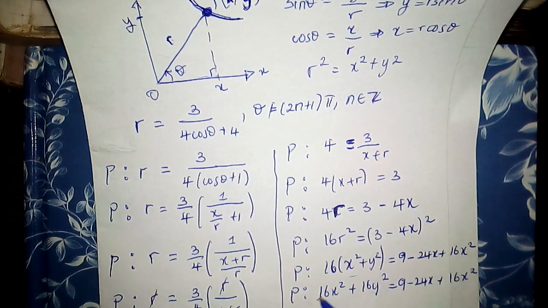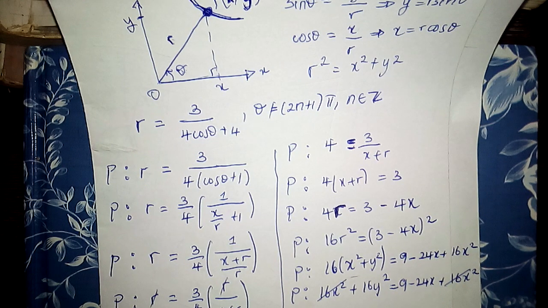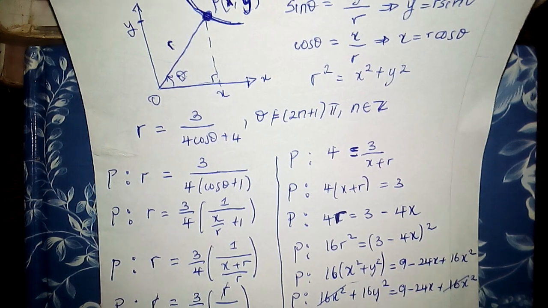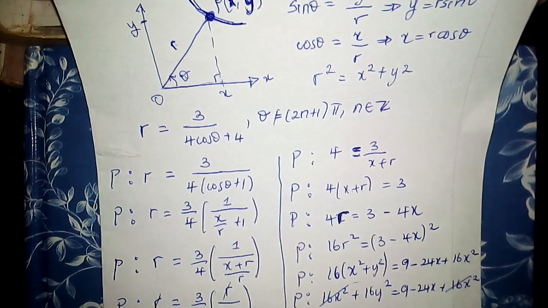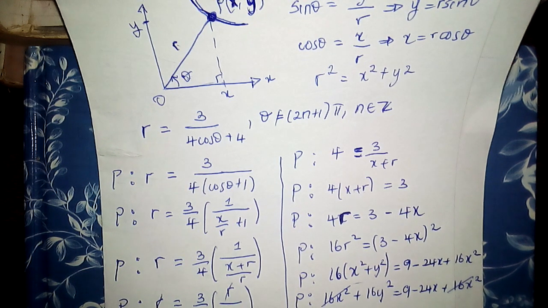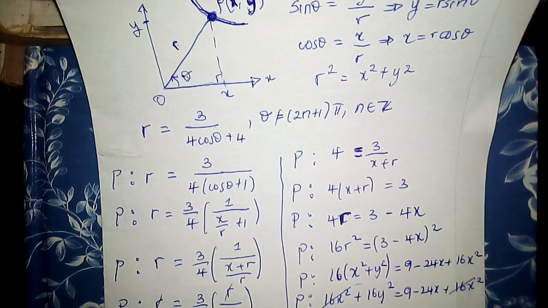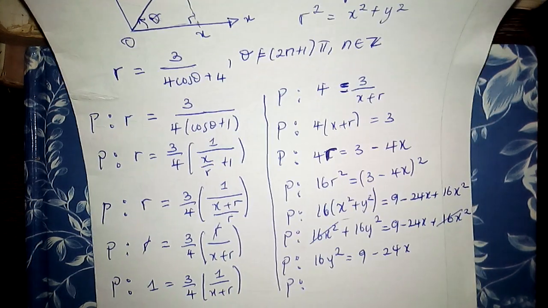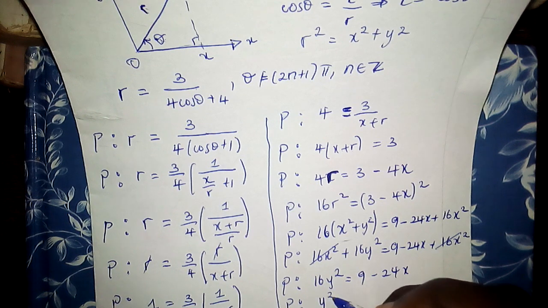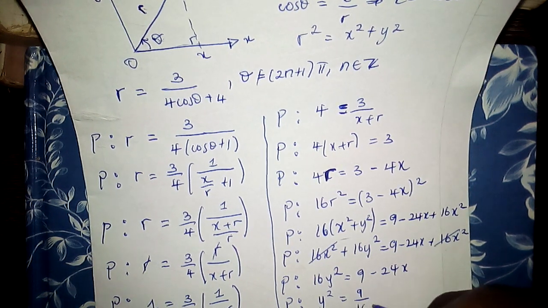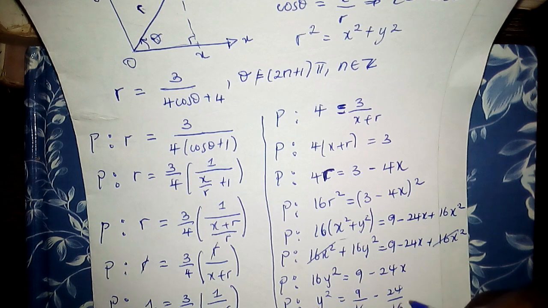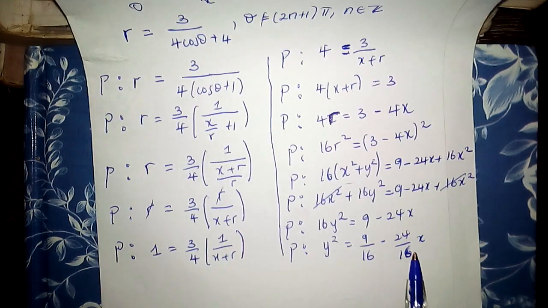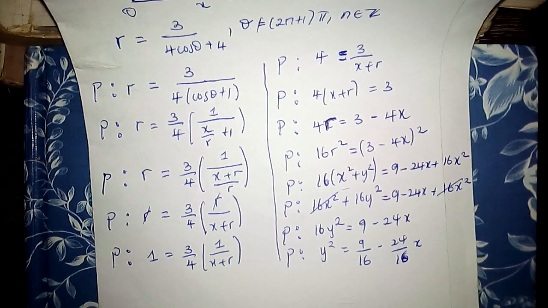Okay, so we see 16x squared cancels from both sides, and then now we get our parabola P to be 16y squared equal to 9 minus 24x. Now we can divide all through by 16. Dividing all through by 16, we are going to get y squared to be equal to 9 divided by 16 minus 24 divided by 16 times x. And clearly this is the equation of a parabola.